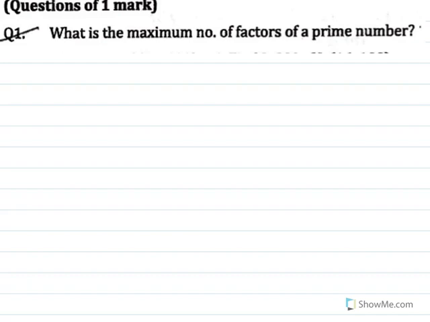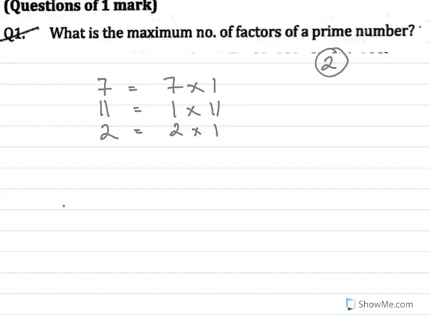What is the maximum number of factors of a prime number? Take 7, a prime number: 7 into 1, 2 factors. Say another prime number 11: 1 into 11, 2 factors. You have to remember 1 is not a prime number, nor a composite number, because it has only one factor.